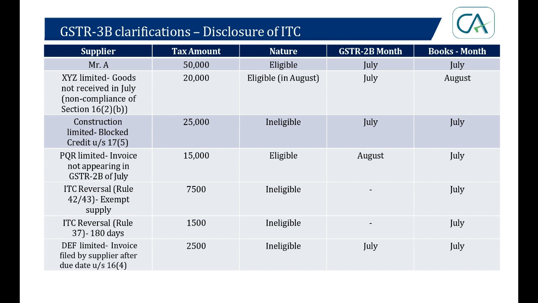The last entry we see, it is from the supplier DEF Limited. Here invoice is ineligible in nature. Here GSTR-2B in itself categorizes it as ineligible. We don't need to categorize it ourselves, because for the others GSTR-2B will show ITC available. Reason being, there are two instances wherein GSTR-2B categorizes an input tax credit as ineligible.